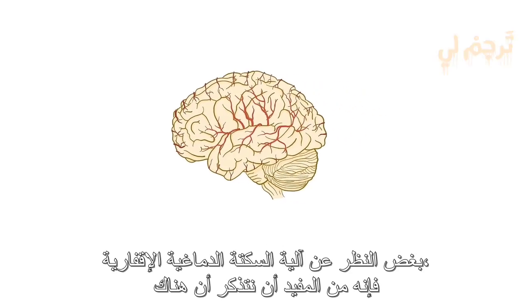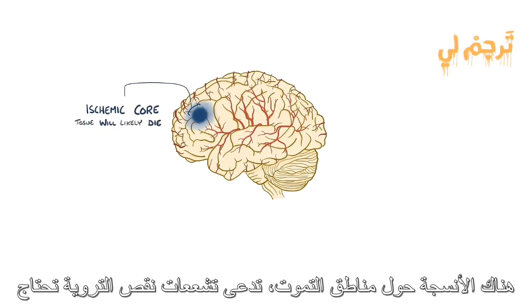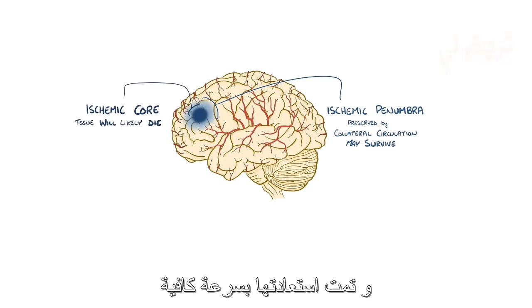Regardless of the mechanism of an ischemic stroke, it's helpful to remember that there is an ischemic core, which is the brain tissue that will likely die from ischemia, and then there is the tissue around the core, called the ischemic penumbra, which is preserved for a period of time by collateral circulation and has a chance to survive if blood flow is restored quickly enough.